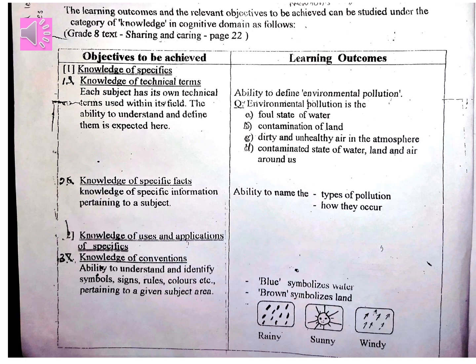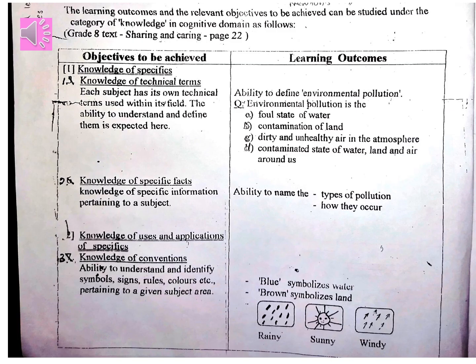So that's what we are checking, whether the students can define the term environmental pollution. The question is, environmental pollution is the foul state of water, contamination of land, dirty and unhealthy air in the atmosphere, contaminated state of water, land and the air around us. So that's an MCQ. By giving that MCQ, we can check whether the student can define that technical term. What's the answer there? Number 4, D, right? So then we can see whether the student has understood this technical term. That's the way, right?